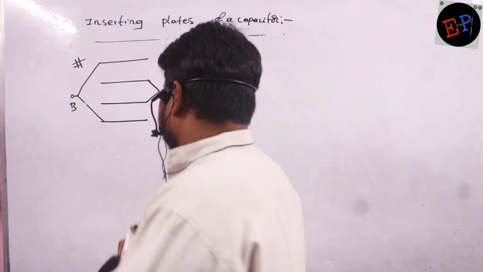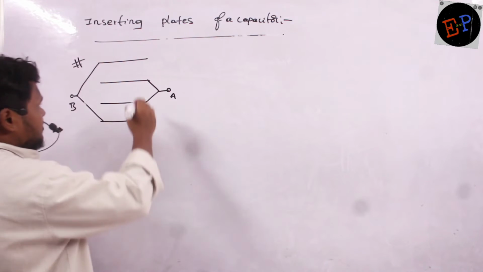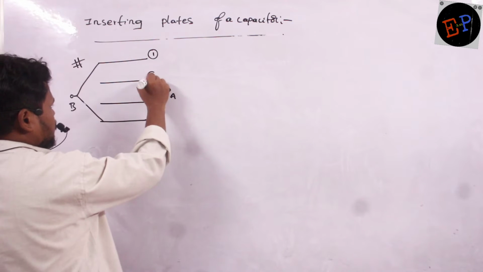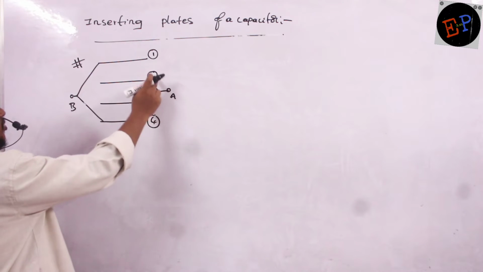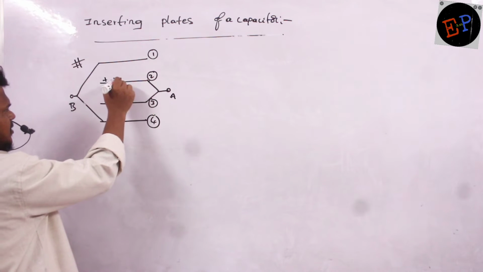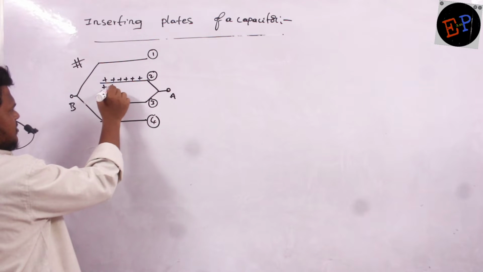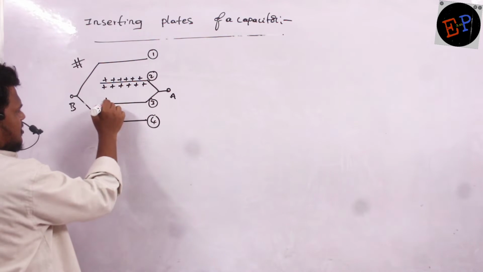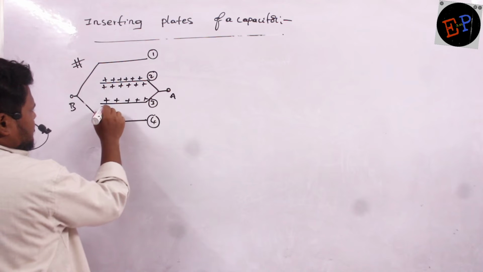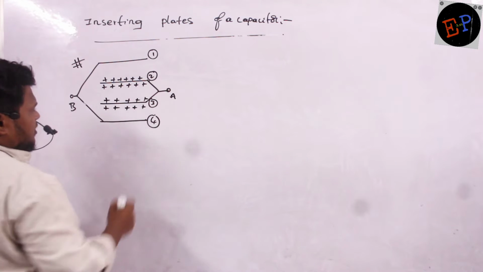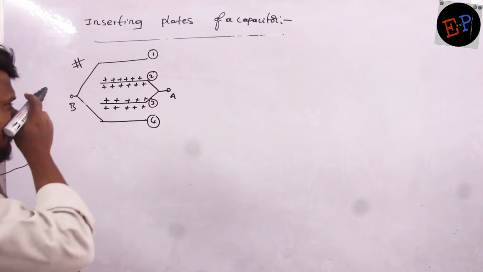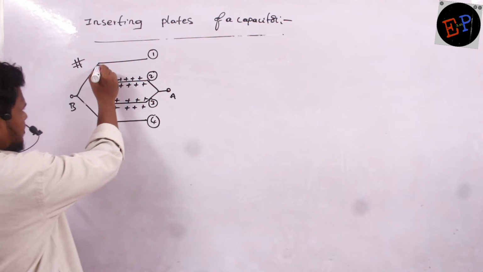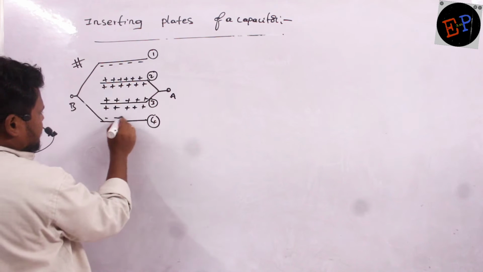So first of all, we will name these plates 1, 2, 3, 4. So 2 and 3 are connected to positive plates. I can draw positive charges on all these plates. Why am I drawing positive? They are connected to A, and A is connected to the positive terminal of the battery. B is connected to the negative terminal, so I will draw all negative charges like this.